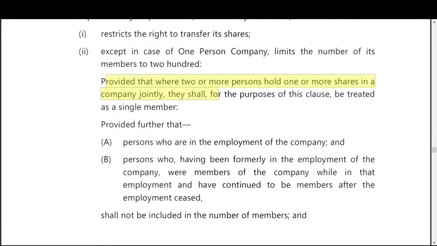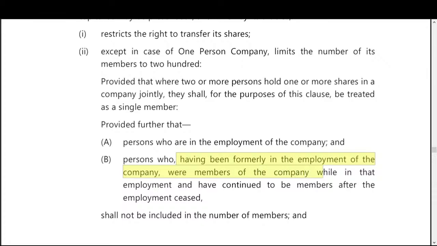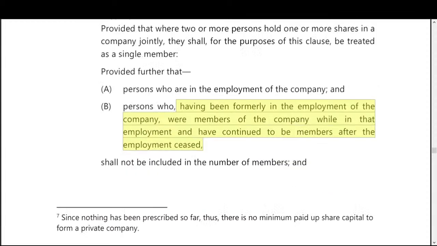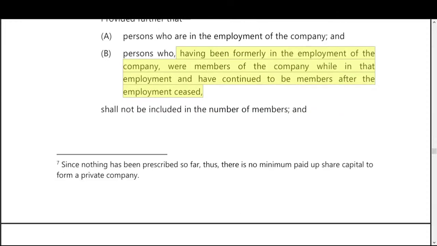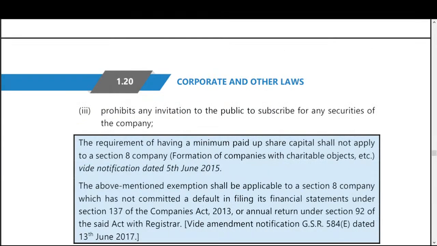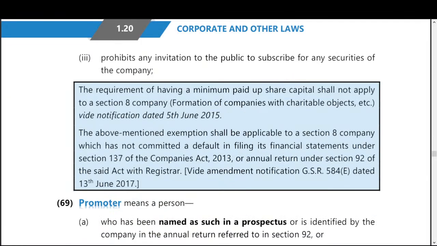Provided further that persons who are in the employment of the company, and persons who have been formerly in the employment of the company, were members of the company while in that employment and have continued to be members after the employment ceased, shall not be included in the number of members; and prohibits any invitation to the public to subscribe for any securities of the company.